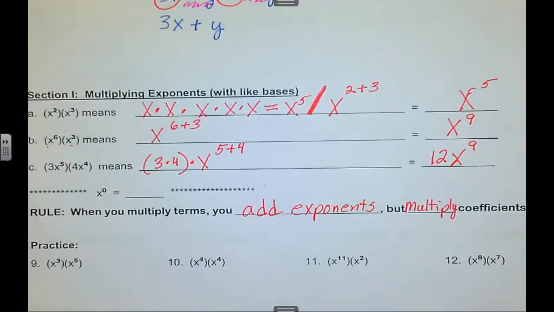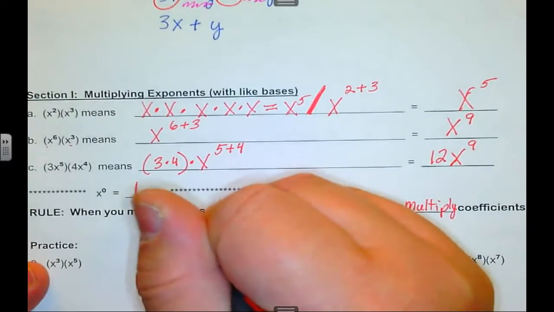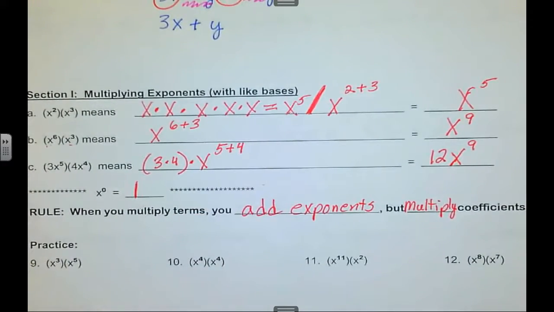One more rule. What's anything raised to the 0 power? Not the 0. 1. It's going to be on every test, every quiz, every standardized test for the rest of your mathematical lives here at the high school. Okay? It's going to pop up.